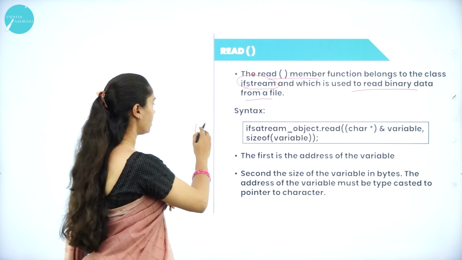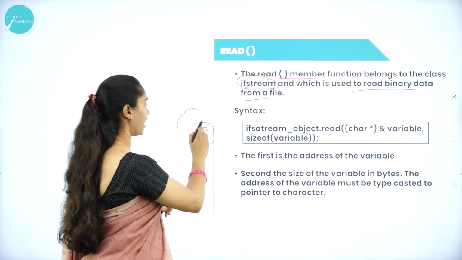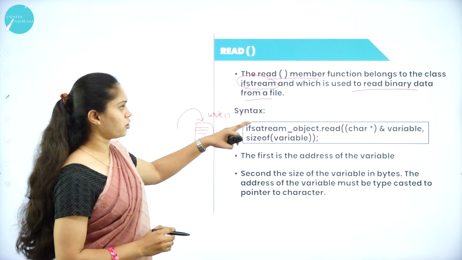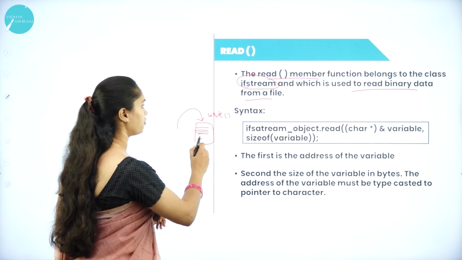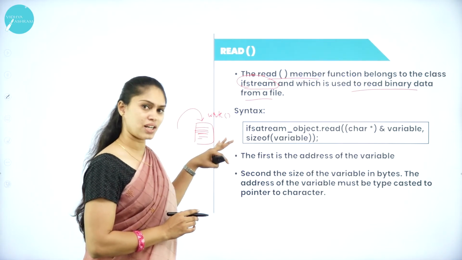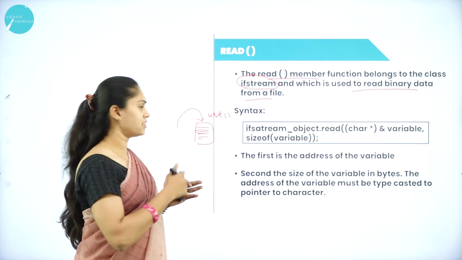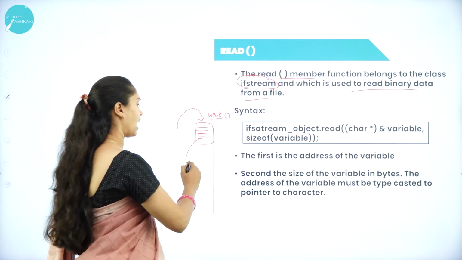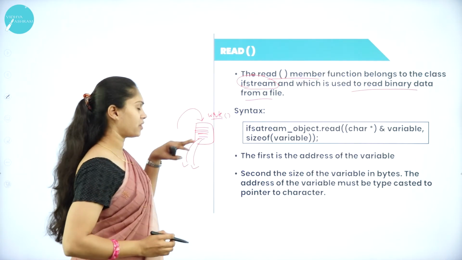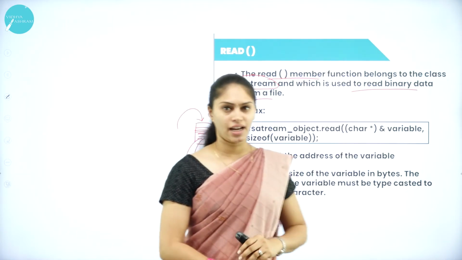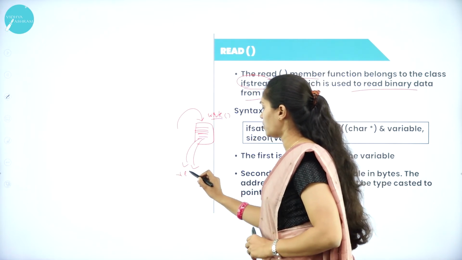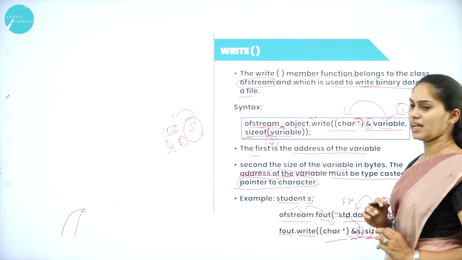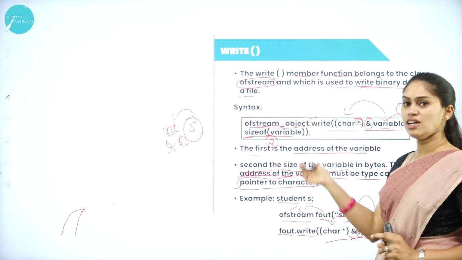I have a file, and I need to write some content to the file, then I require this write member function. But if I want to read the binary data from a file, I have a file with some content and I must get that content from the file, at that time I require this read member function. Getting it? So write is mainly used to write the binary data to the file.